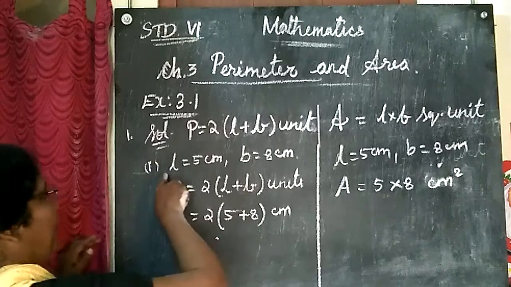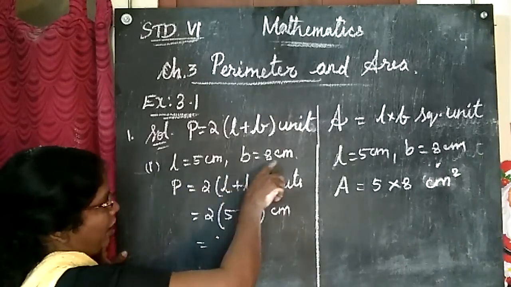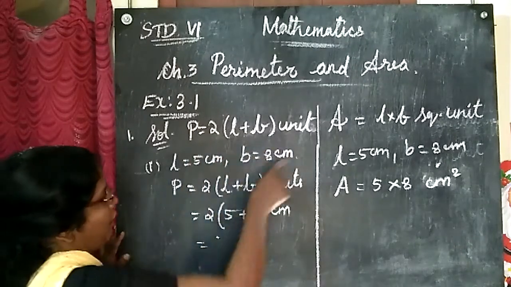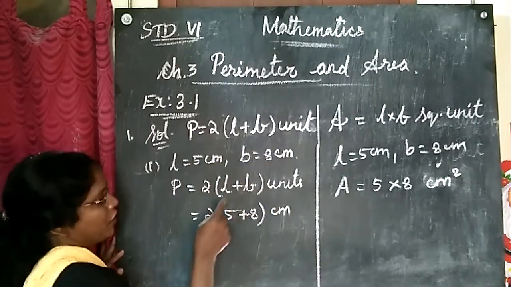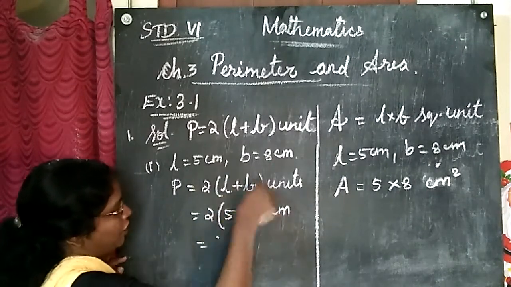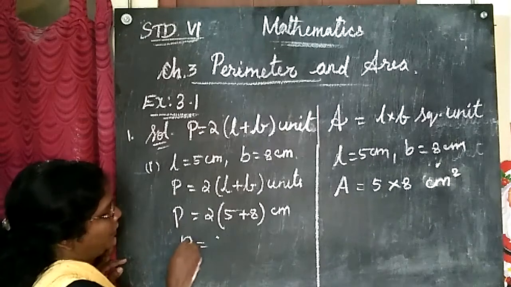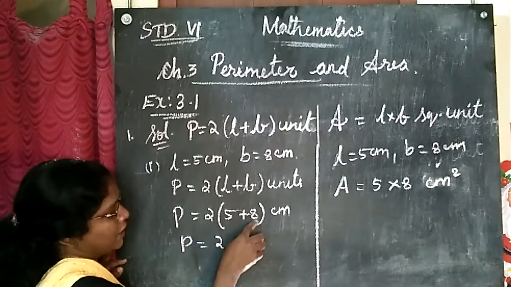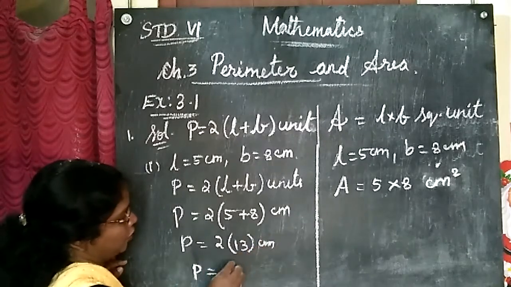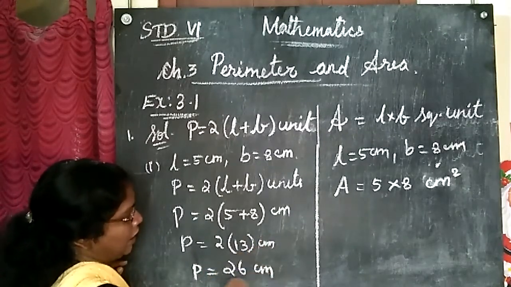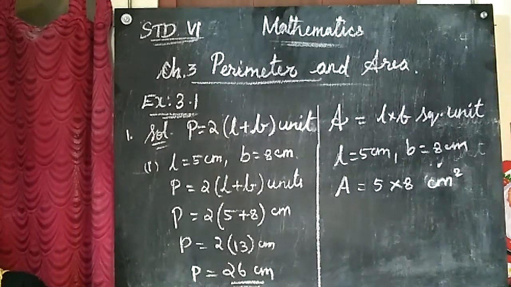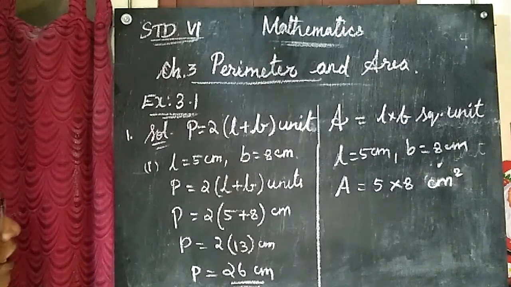What is L? 5 cm length. What is B? 8 cm. What is the formula to find out the perimeter? 2 into L plus B, unit. So 2, what is L? 5. What is B? 8. Unit means the centimeter given here. So what is P now? 2 into 5 plus 8 is what? 13 centimeter. That is P is equal to 13 2s are 26 centimeter. Understood?